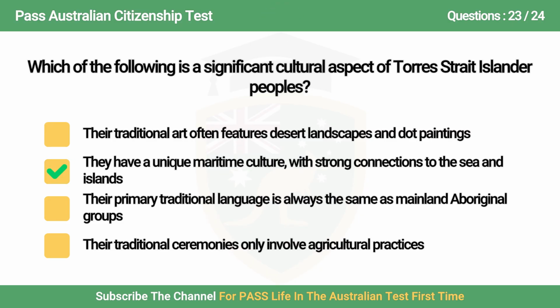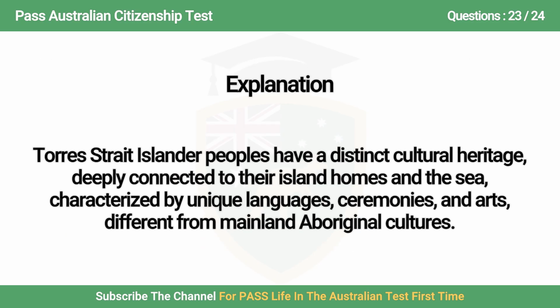Answer is B. They have a unique maritime culture with strong connections to the sea and islands. Torres Strait Islander peoples have a distinct cultural heritage, deeply connected to their island homes and the sea by unique languages and arts, different from mainland Aboriginal cultures.